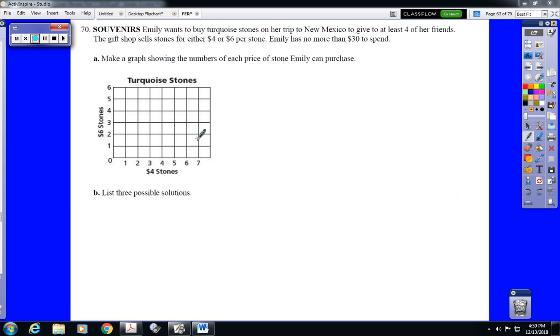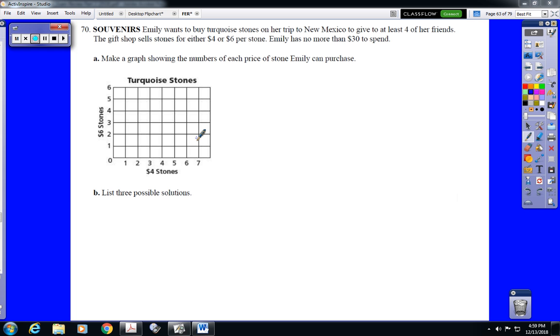Okay, on to page 14. Page 14 begins with this souvenirs question. Emily wants to buy turquoise stones on her trip to New Mexico to give to at least 4 of her friends. The gift shop sells stones for either $4 or $6 per stone. Emily has no more than $30 to spend. Make a graph showing the numbers of each price of stone Emily can purchase.